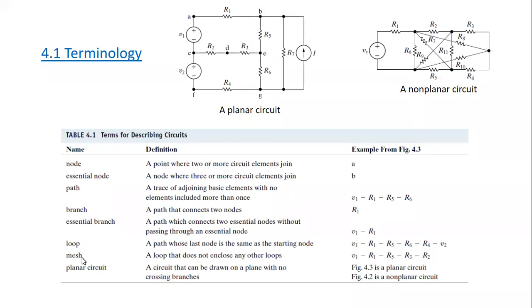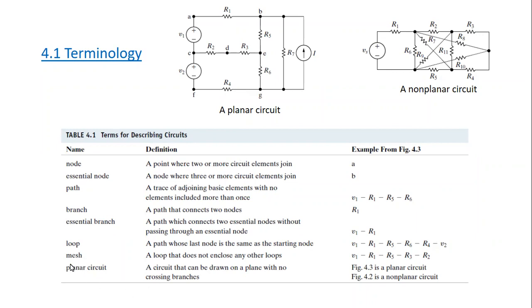Yes. Okay, and a loop is a path whose last node is the same as the starting node. If I go from G to F to C to E and back to G, this will be a loop. If I go from G to F to A to B and back to G, this will be another loop. So you need to start from one node and come back to that node.